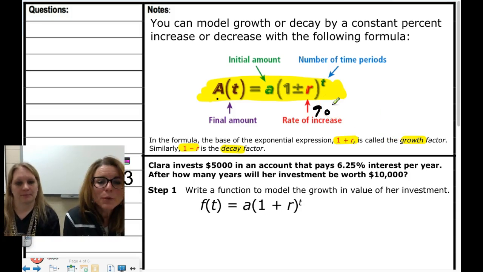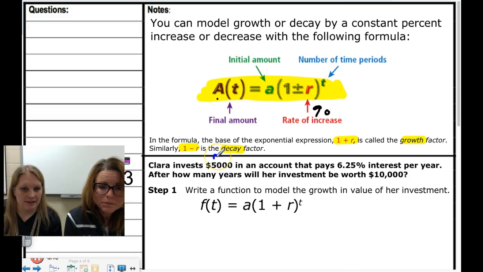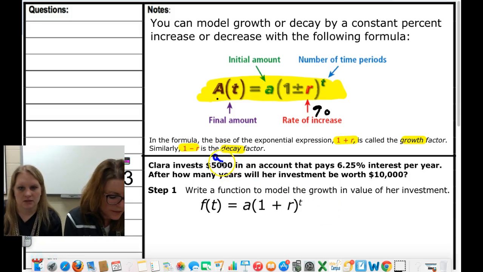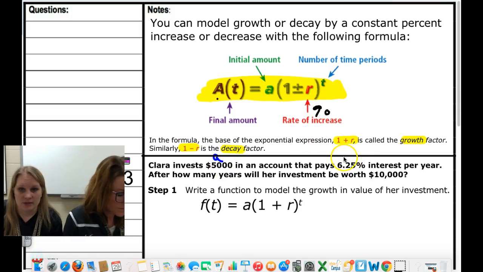Exactly. Okay. So example 3 says, Clara invests $5,000 in an account that pays 6.25% interest per year. After how many years will her investment be worth $10,000? So this is our A. This is our initial investment, our initial amount. Like Miss Young said, percent is always going to be your rate.